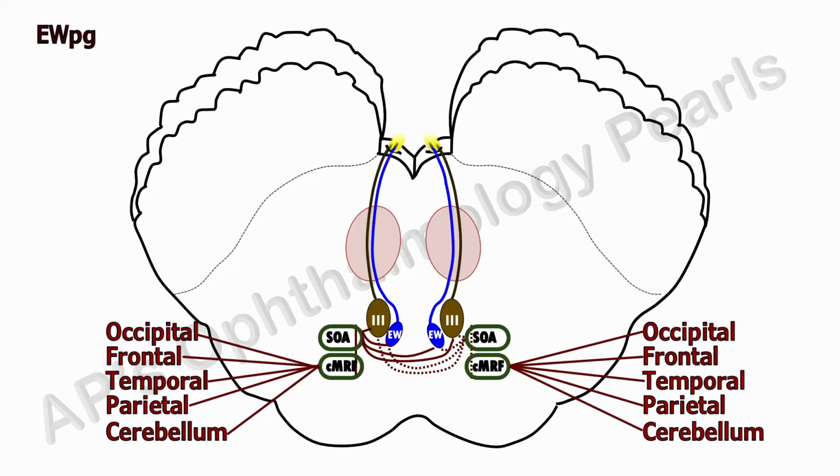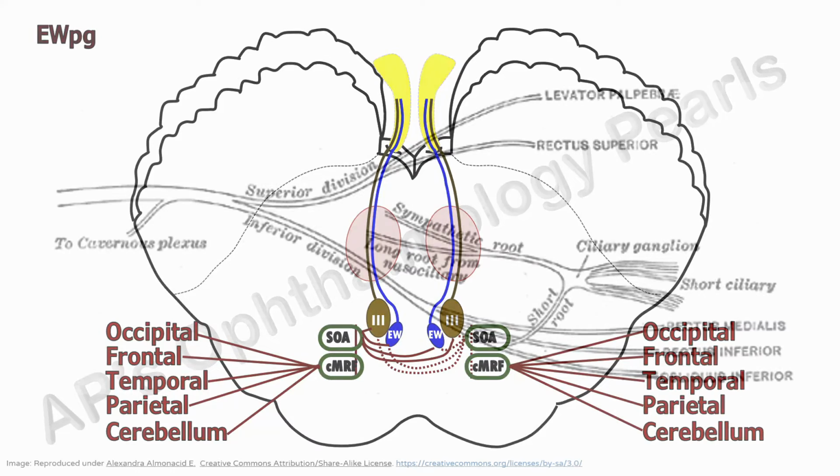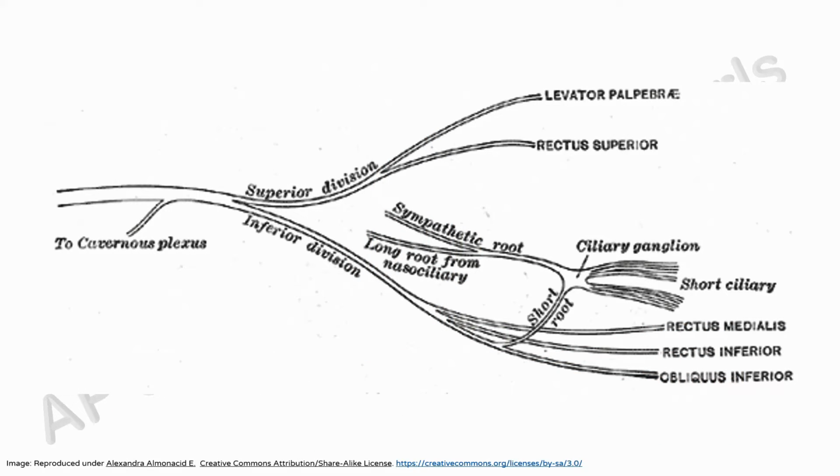The somatic efferents supply the two medial recti for convergence, and the parasympathetic fibers synapse in the ciliary ganglion, reaching it via the nerve to inferior oblique. So this is the oculomotor nerve dividing into two. The inferior division further divides to supply the individual muscles. The parasympathetic efferents travel in the nerve to inferior oblique to reach the ciliary ganglion, where they synapse.